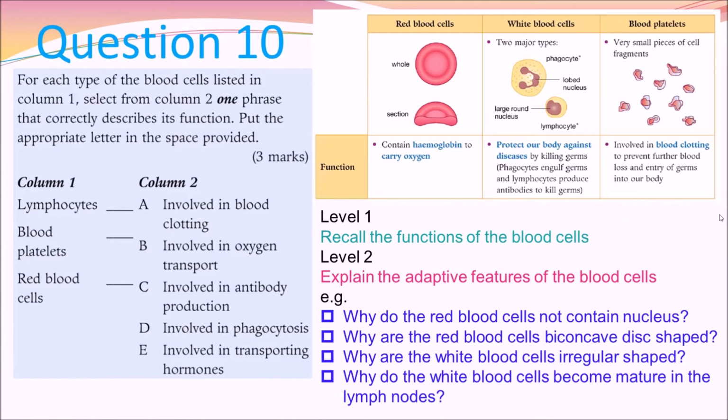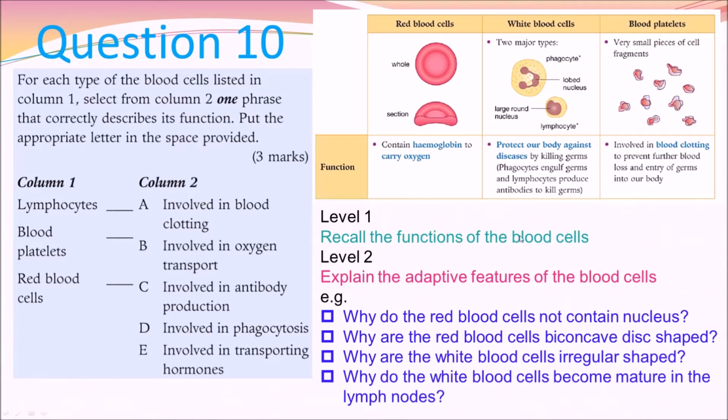So we talk about question 10 first. Question 10 is a short question for matching. You are given three types of blood cells: lymphocytes, blood platelets, and red blood cells. Then you need to match the functions involved: blood clotting, oxygen transport, antibody production, phagocytosis, and transporting hormones. So actually, it's a level 1 question.